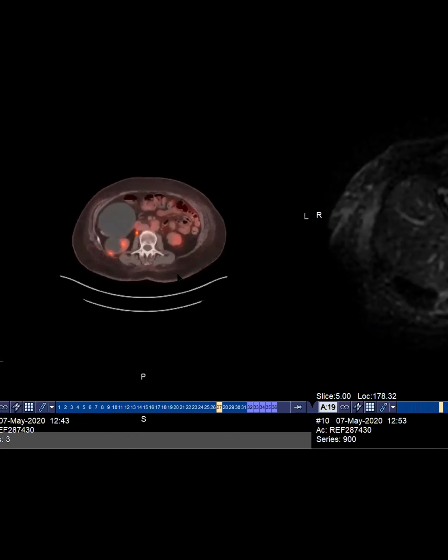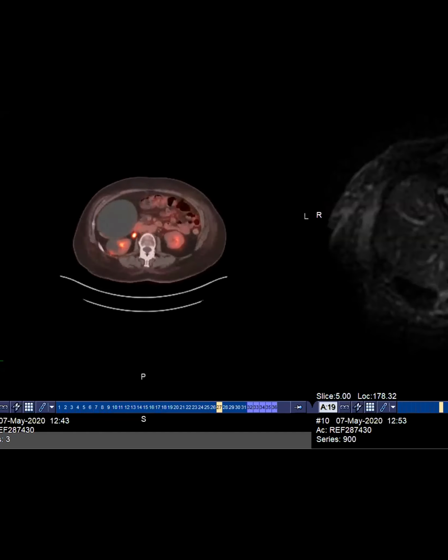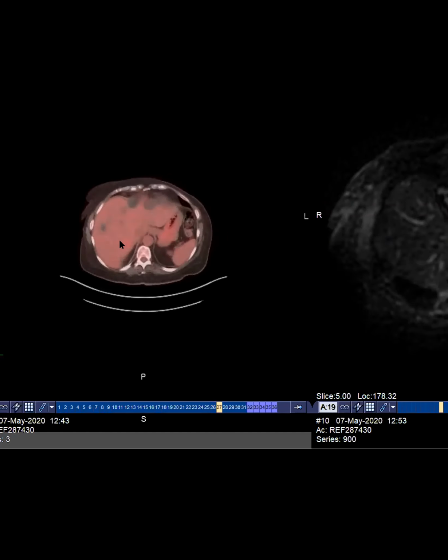And then actually, when I was looking at this case, I noticed another area here that was FDG avid, which wasn't mentioned earlier on the CT. So this was rightly interpreted as a probable MET from the known non-small cell lung cancer. And they did ask for a liver MRI.